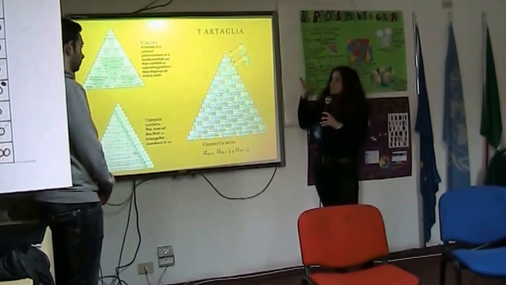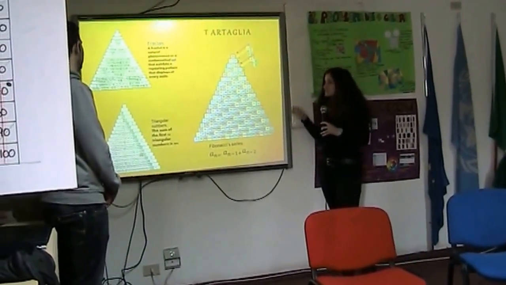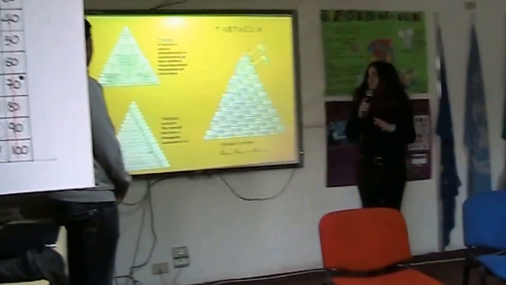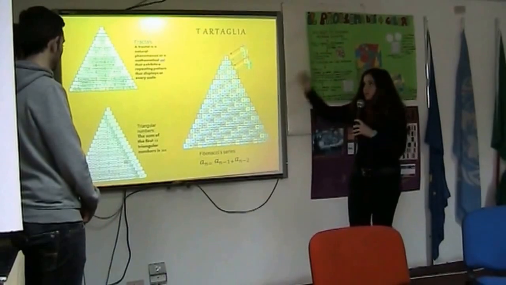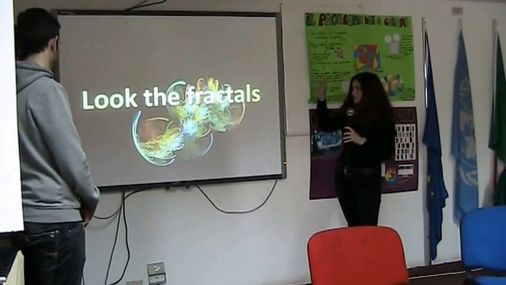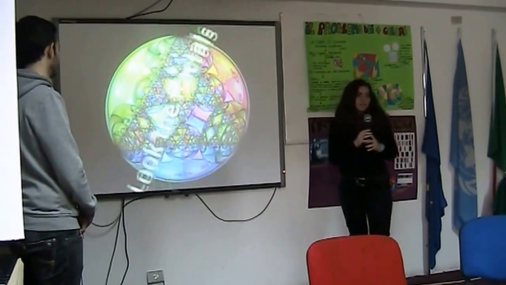A fractal is a natural phenomenon or a mathematical set that exhibits a repeating pattern that displays at every scale. So in short, it is a figure that repeats itself, always smaller and smaller. Look at fractals. So look how beautiful maths is.